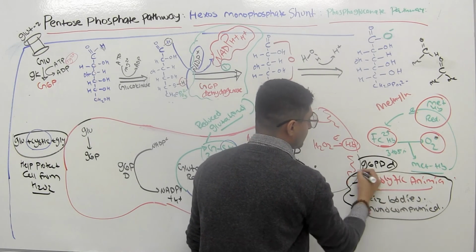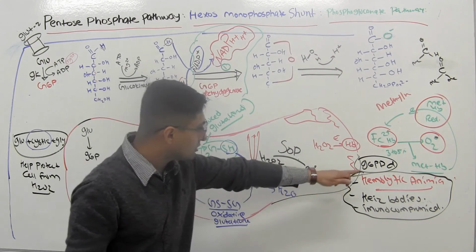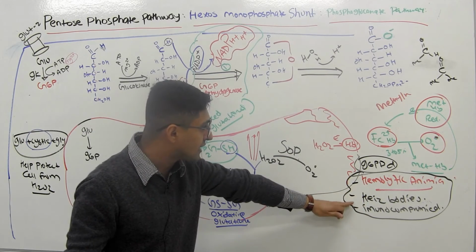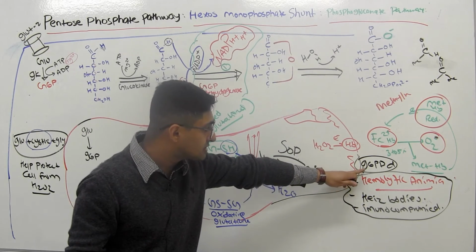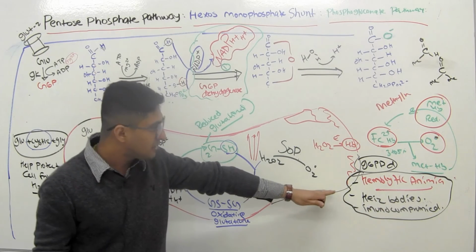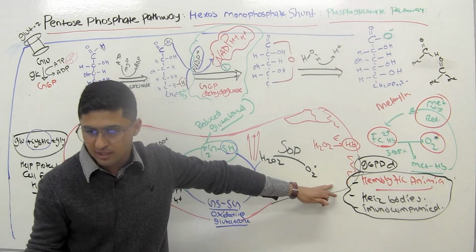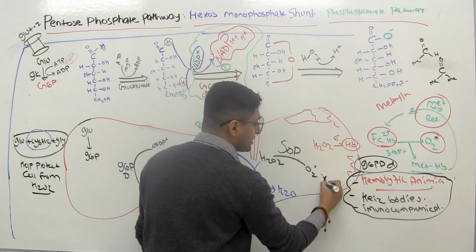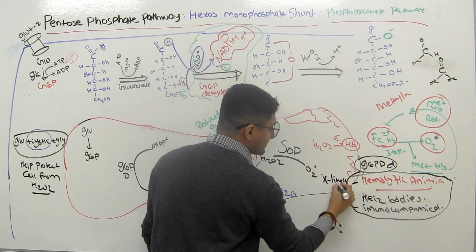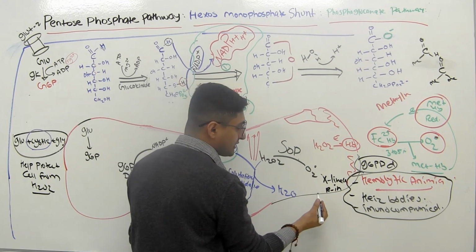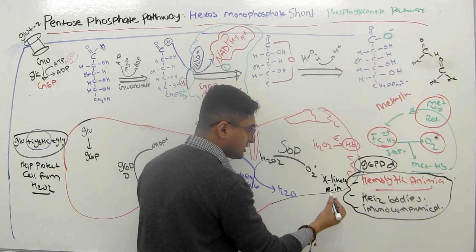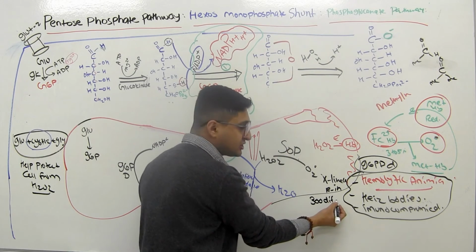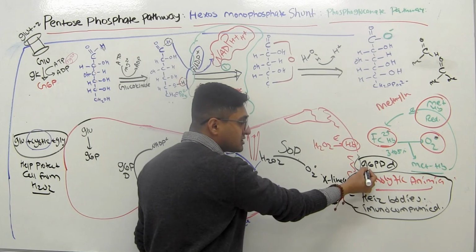G6PDH deficiency, glucose 6-phosphate dehydrogenase deficiency. You're always going to see this triad. And remember, guys, this deficiency is very, very common. It affects up to 400 million people worldwide, and it is X-linked recessive inheritance, because there are 300 different mutations that have occurred in the X-linked gene encoding G6PD.